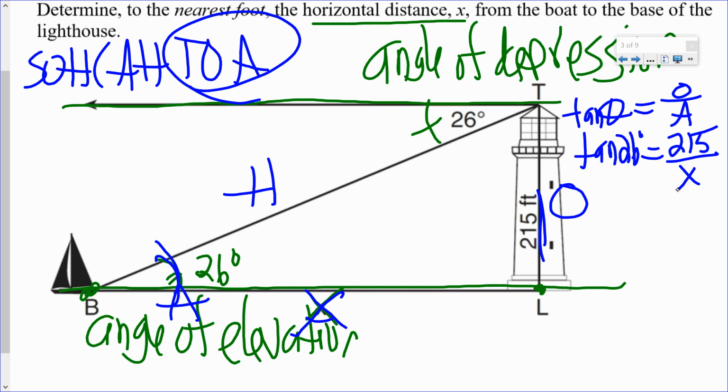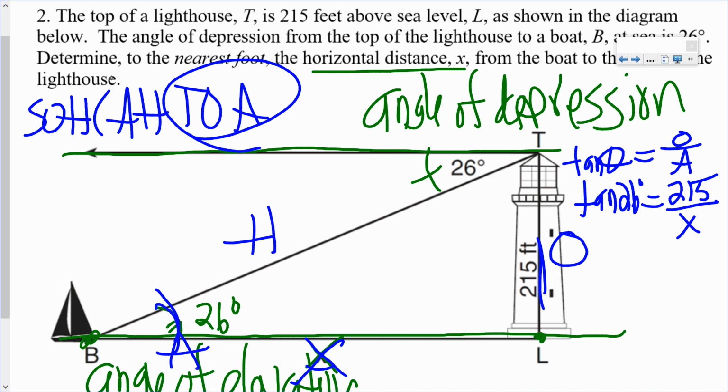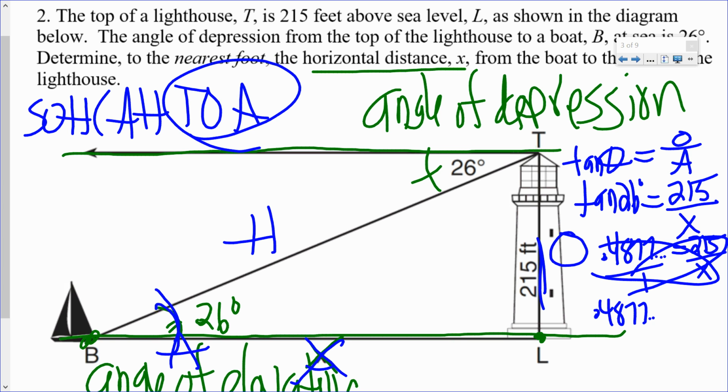Tan of 26, since x is in the fraction, I know I'm going to end up cross multiplying. First, I'm going to type in tan of 26. I get 0.4877. 0.4877 dot dot dot equals 215 over x. Cross multiply and solve. 0.4877 dot dot dot x equals 215.